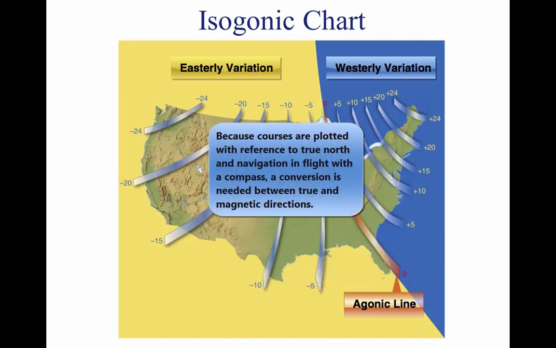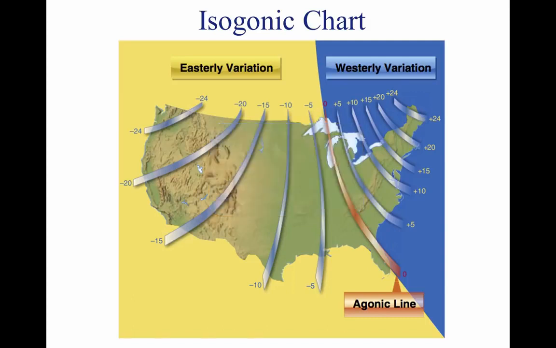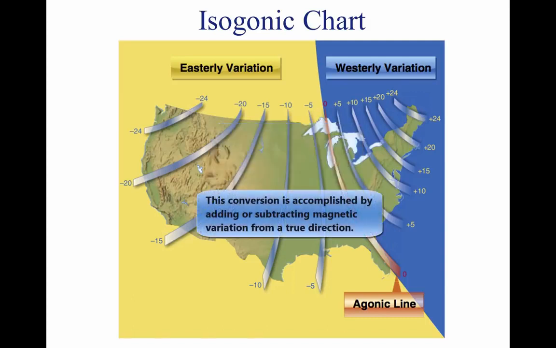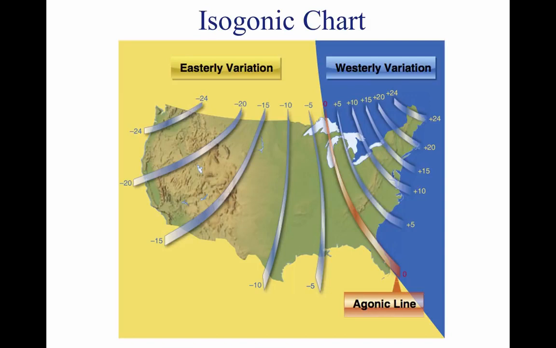Because courses are measured in reference to geographical meridians which point toward true north, and these courses are maintained by reference to the compass, which points along a magnetic meridian in the general direction of magnetic north, the true direction must be converted into magnetic direction for the purpose of flight. This conversion is made by adding or subtracting the variation, which is indicated by the nearest isogonic line on the chart.